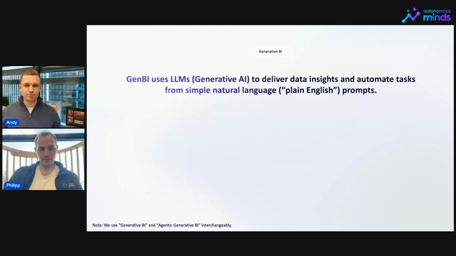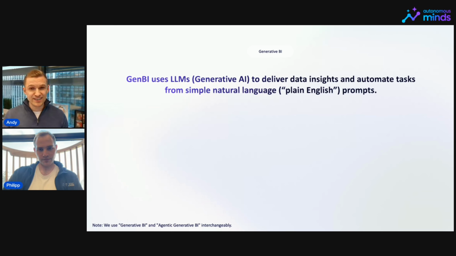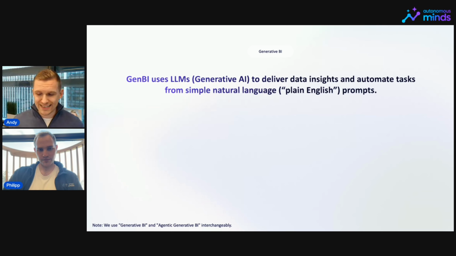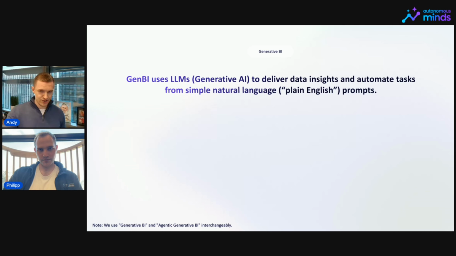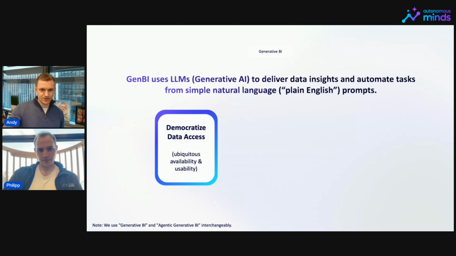So you can basically prompt an AI to chat to your data, to understand your data, and have the AI automatically trigger actions. So this is usually 3 stages. So number 1 is you democratize data access.